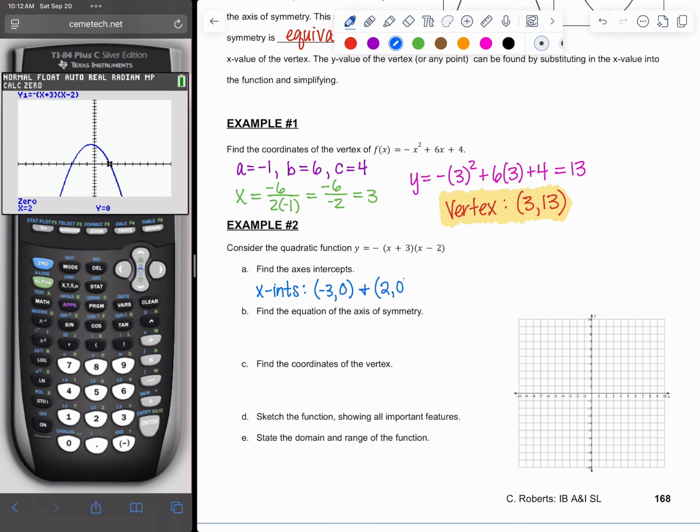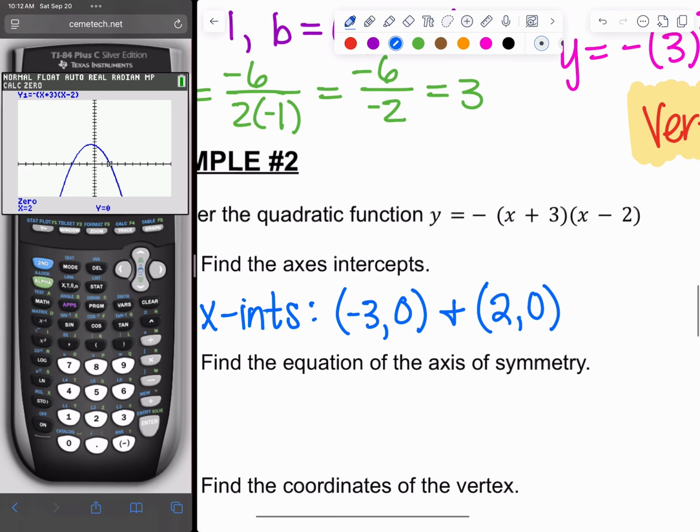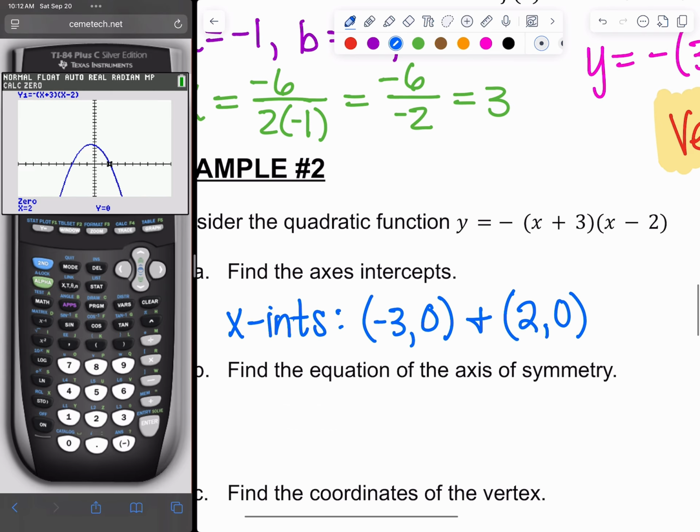So that's 2, 0. You should be able to also know how to find those because remember, your x-intercepts is the value of x when y is 0. So if you were to make this y value 0, you know that one of these factors will have to be equal to 0, which means x will be equal to negative 3, and x will have to be equal to 2, which is what I got here. Okay, if you wanted to solve it by factor form.